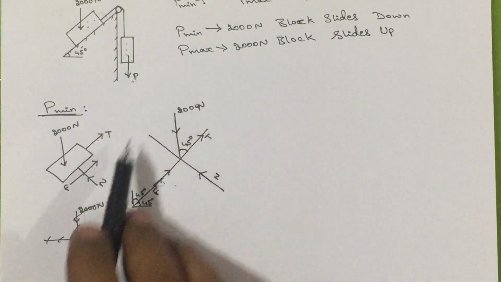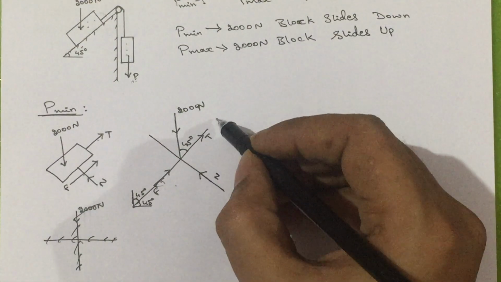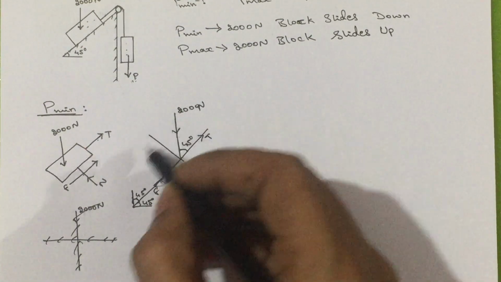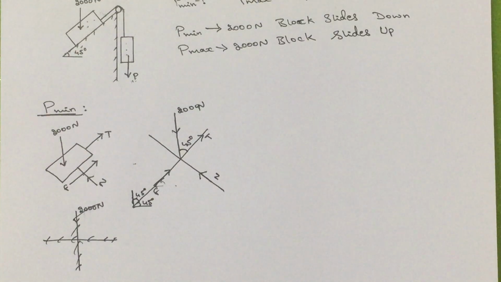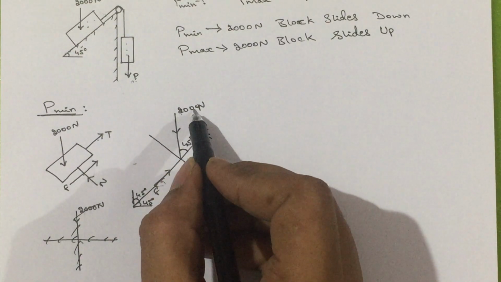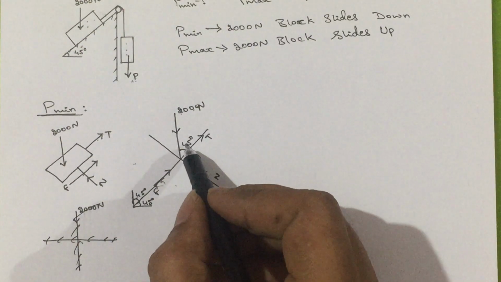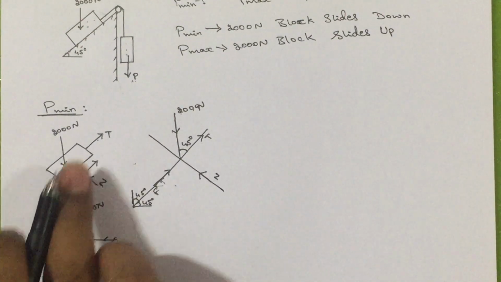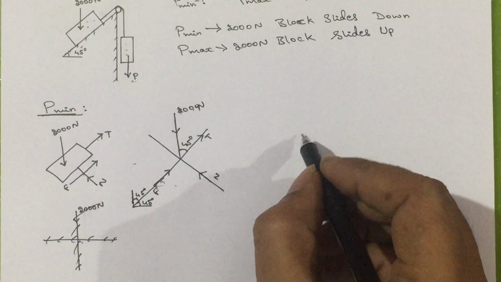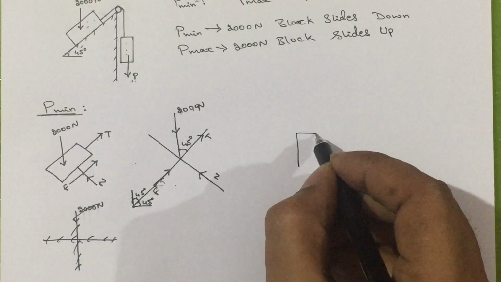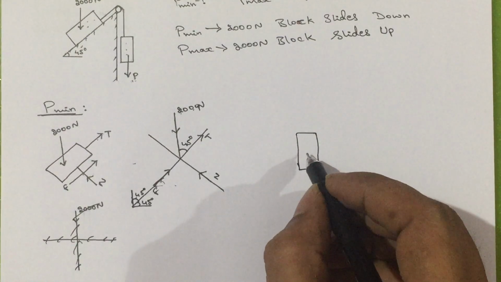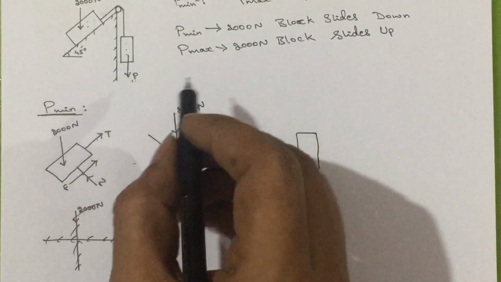Now here we are going to consider along the plane as horizontal, perpendicular to the plane as vertical, and all the other remaining forces as inclined. So only one inclined force, that is 2000 Newton. Inclination is 45 degrees with respect to horizontal. That's all. The first block is over. The second block, take it. Now self weight is not given, so leave it.